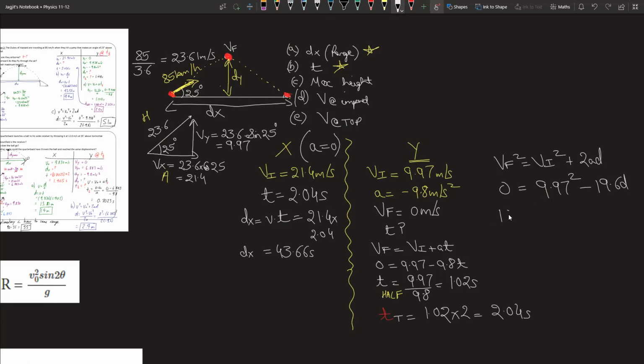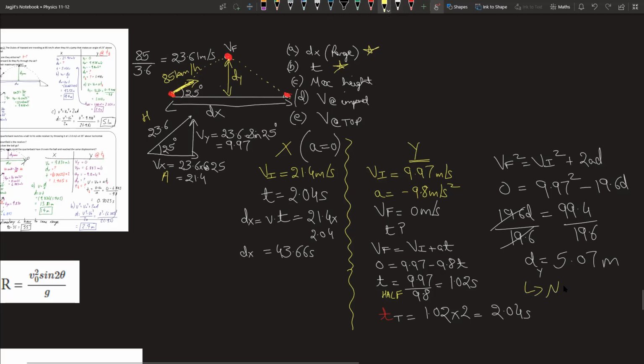Let's move this term to the other side so it becomes positive. So you get 19.6 d is equal to 9.97 squared. 9.97 squared gives you 99.4. And now you just divide both sides by 19.6. Cancels, cancels. So what's your displacement? 99.4 divided by 19.6 gives you 5.07. Now guys, that's your displacement of y, and that is your maximum height that this object is going to attain. So that is how you're going to get your maximum height. Are we good so far? Do we all understand this?